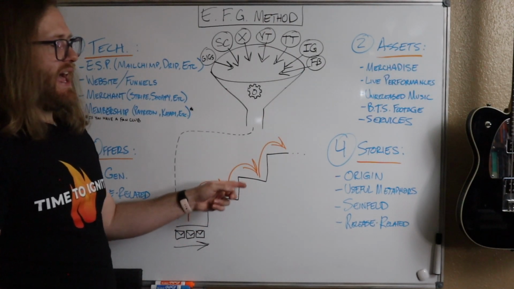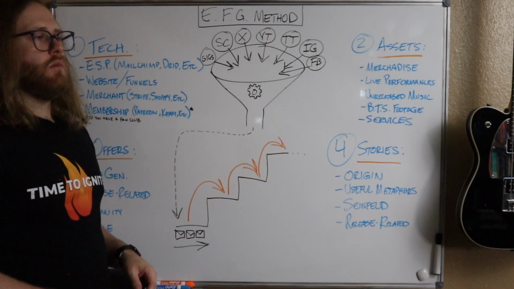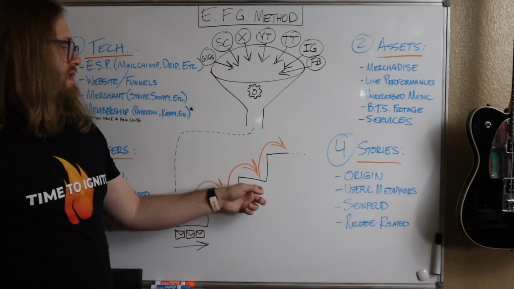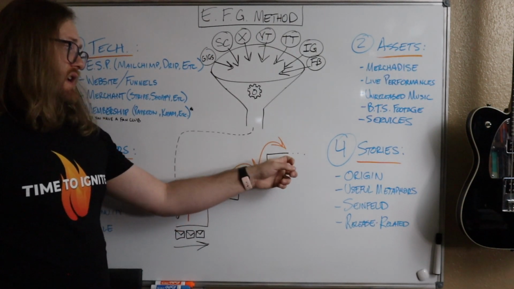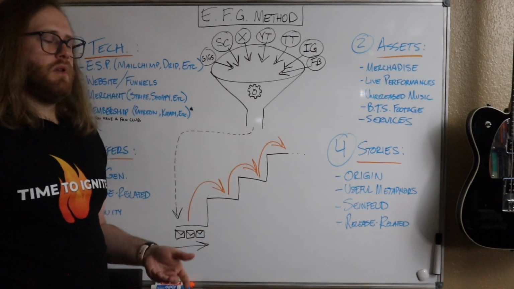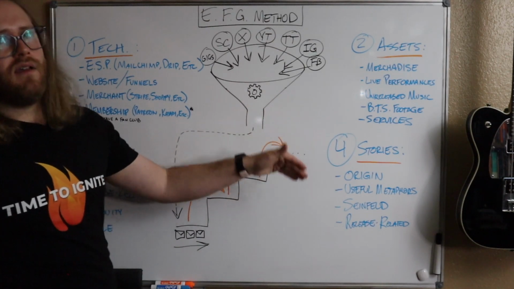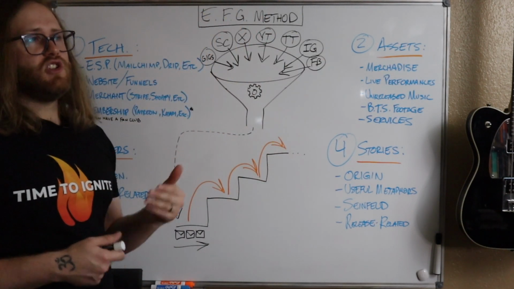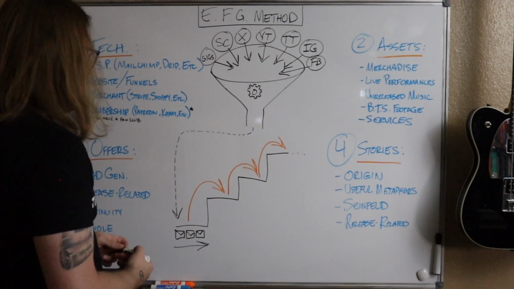Every offer does not have to increase in value. You can have this be a free offer, this be a $20 offer, and then this is like a $7 offer, and then this is a $60 offer. You can bounce it around, but the point is you're driving them through the different releases, or not just releases, but the different offers that you have, okay?